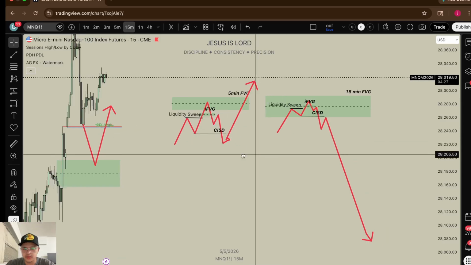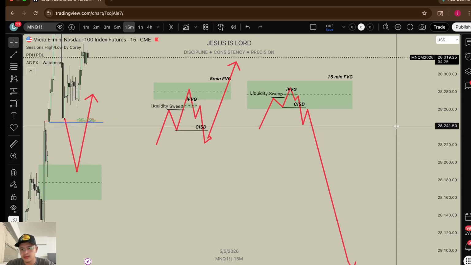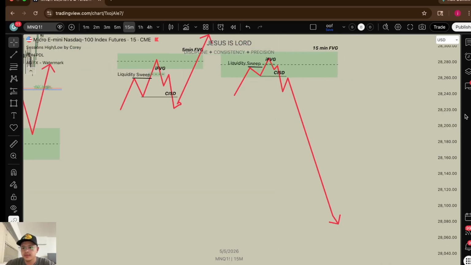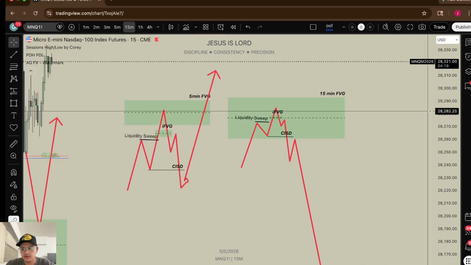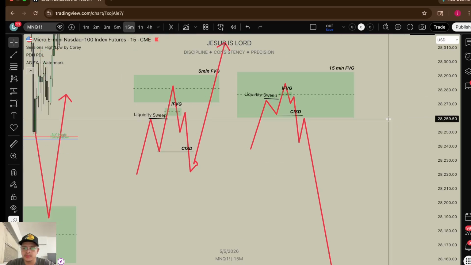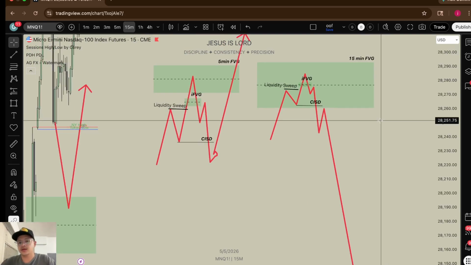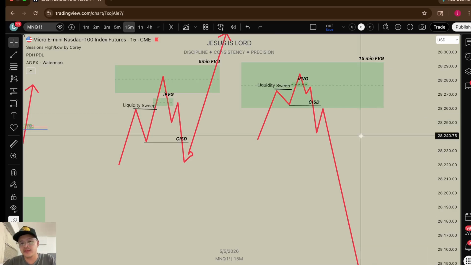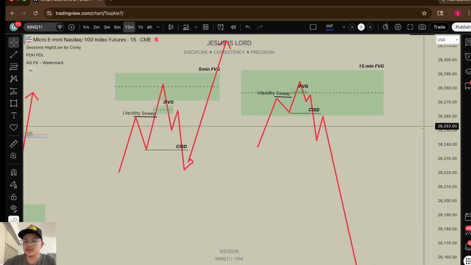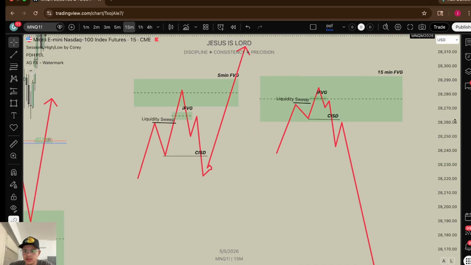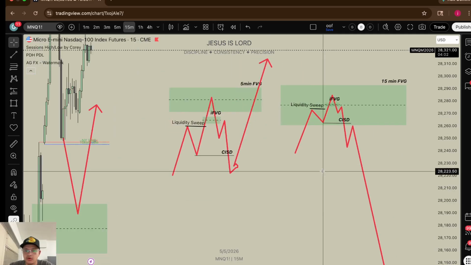It's really, really risky. The higher the time frame, the higher the probability of a stronger reaction. The higher the time frame of a reaction for a fair value gap, the higher the probability of a stronger reaction. So you can imagine, for a 1 hour fair value gap, if price bounces off it, all right? Hope that clears it up.